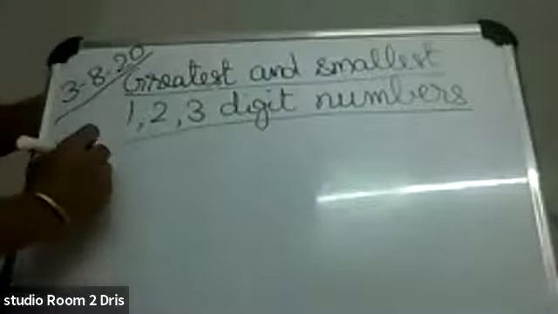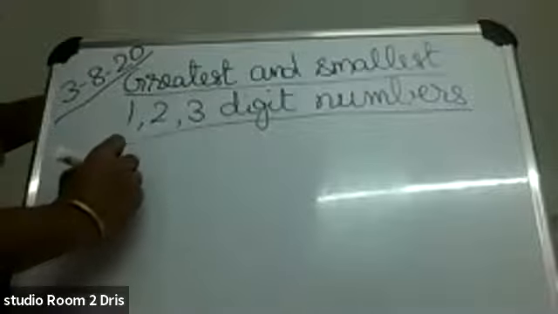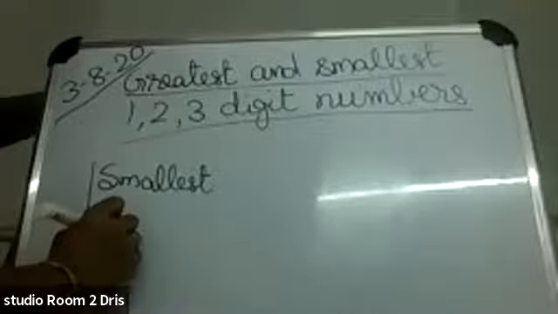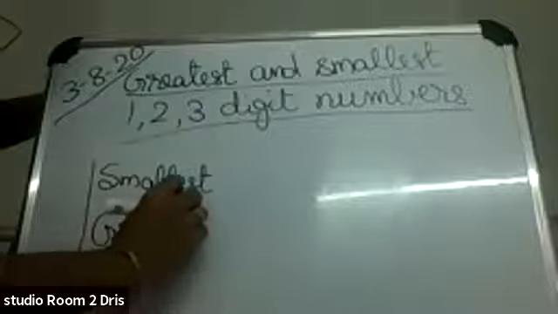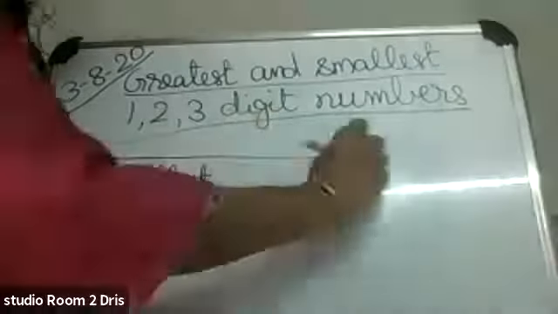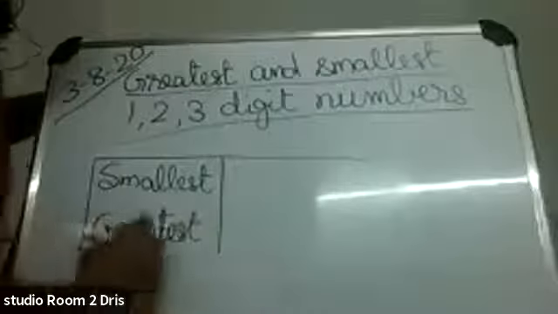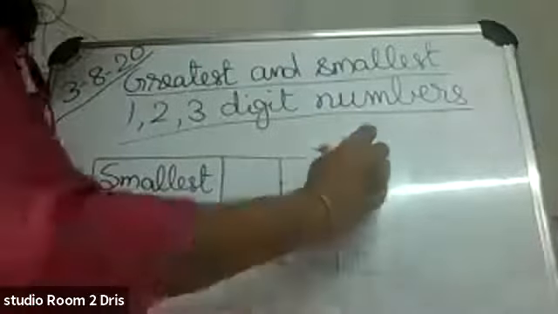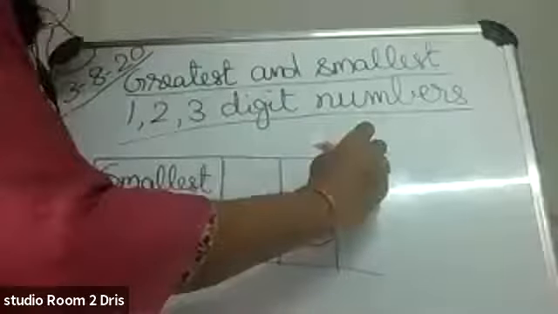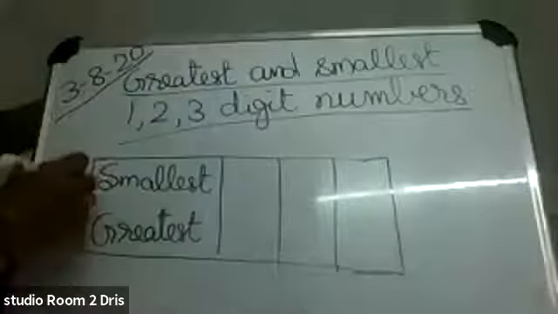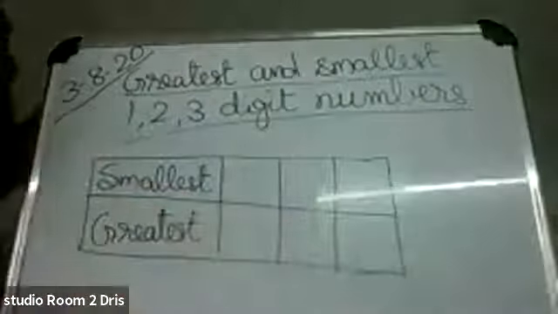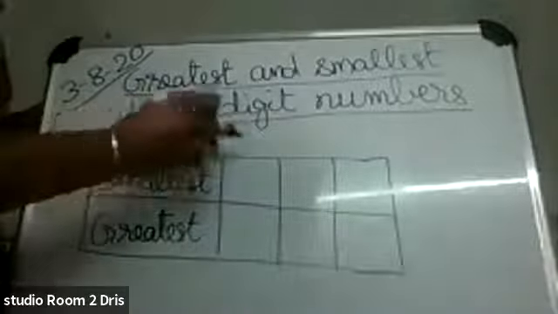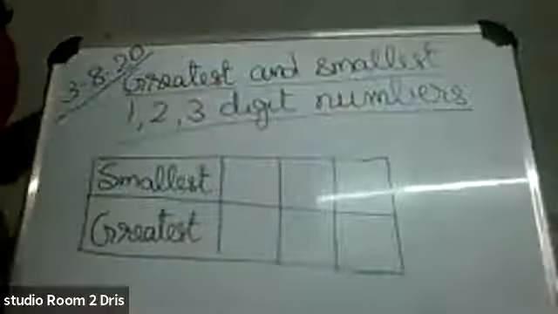After writing the heading, make a box. First write smallest and down of that write greatest. Make a box like this with 4 columns. 1, 2, 3, 4. And here, smallest and greatest is to be written.